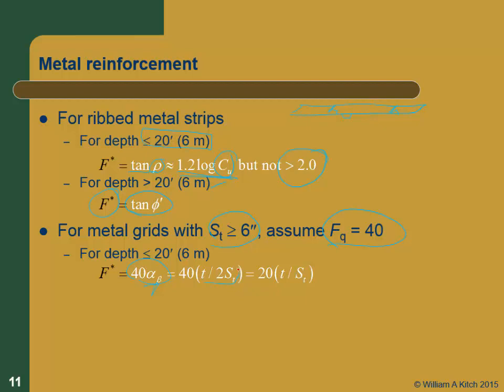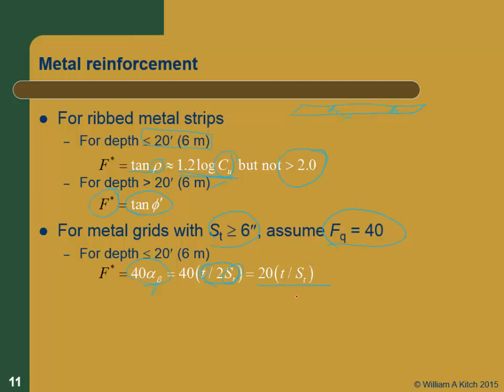This is alpha sub B. I'm trying to remember when it's 2 and when it's T. Oh yeah, this is right. So alpha B is T, the diameter of the element, divided by 2 times the spacing of the elements, the transverse spacing of the elements. That just reduces down to 20 times the thickness of the element.